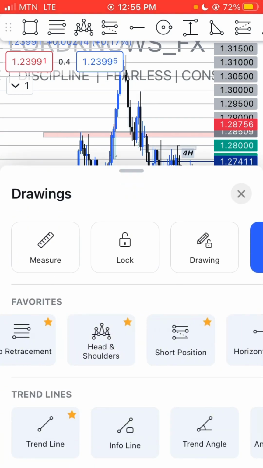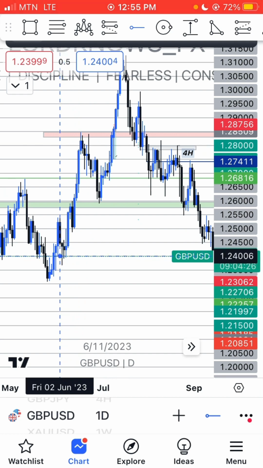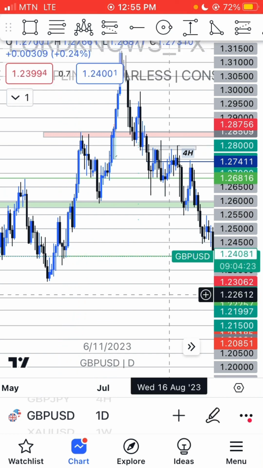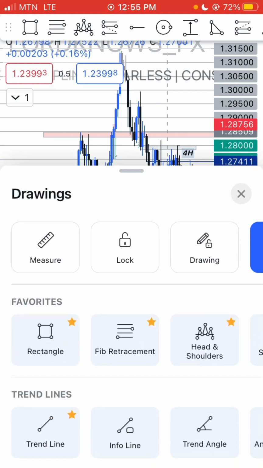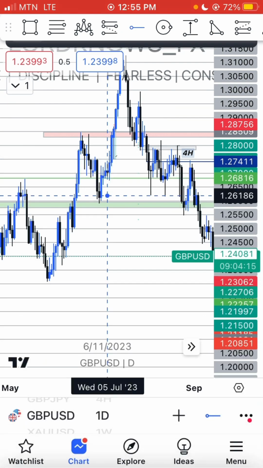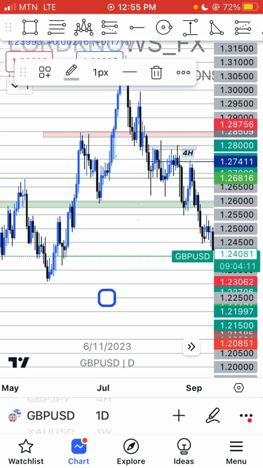Let me mark it out so that you guys will see what I'm talking about. There's a psychological level here, and there's a psychological level there. I'm drawing it again, guys. So there's the psychological level I'm talking about here.